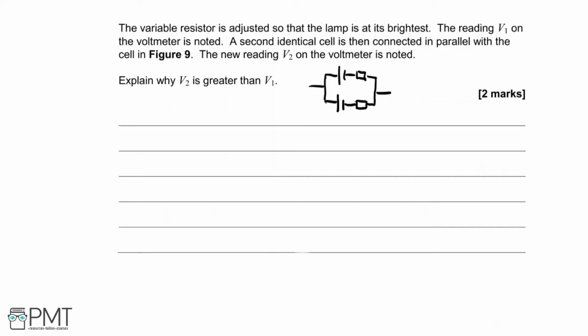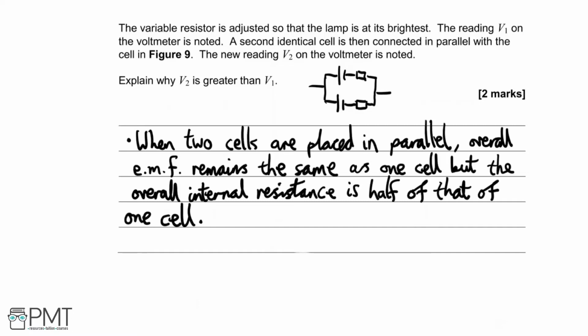So when two practical cells are placed in parallel, we have the same EMF produced as if there were one cell on its own, but the internal resistance is going to be halved because those two internal resistances are in parallel. So that's going to be our first mark. Just as I said there, we're keeping the overall EMF the same as if there were one cell, but the internal resistance halves because it's a parallel system.